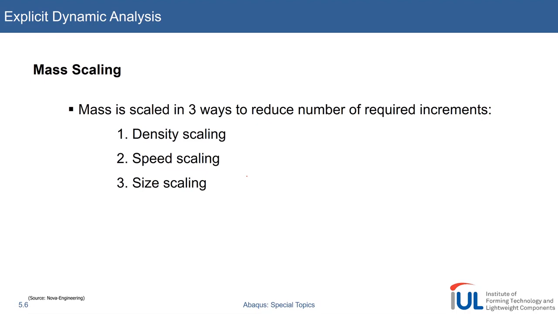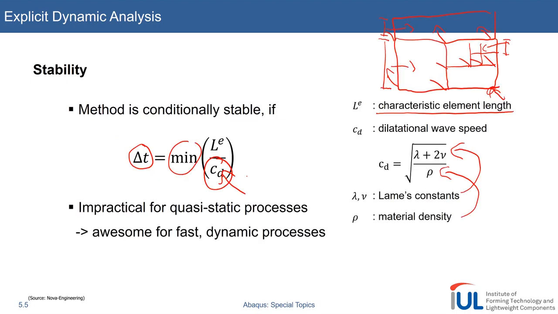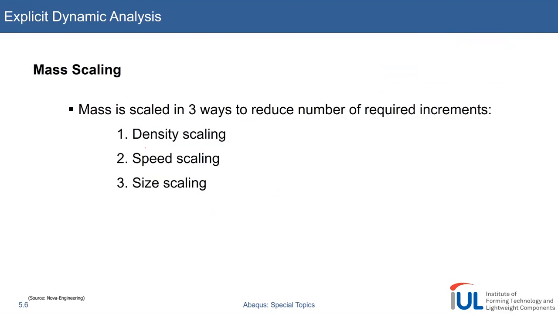It's called mass scaling. Why does it work? So what is the goal of mass scaling? The goal is to reduce the number of increments necessary to fulfill the stability criterion. You remember, right? So this is the stability criterion over here that we have to fulfill to get physically sound results. And in order to still get physically sound results, but still fulfilling this criterion, we have basically 3 options. And the 3 options are listed here.